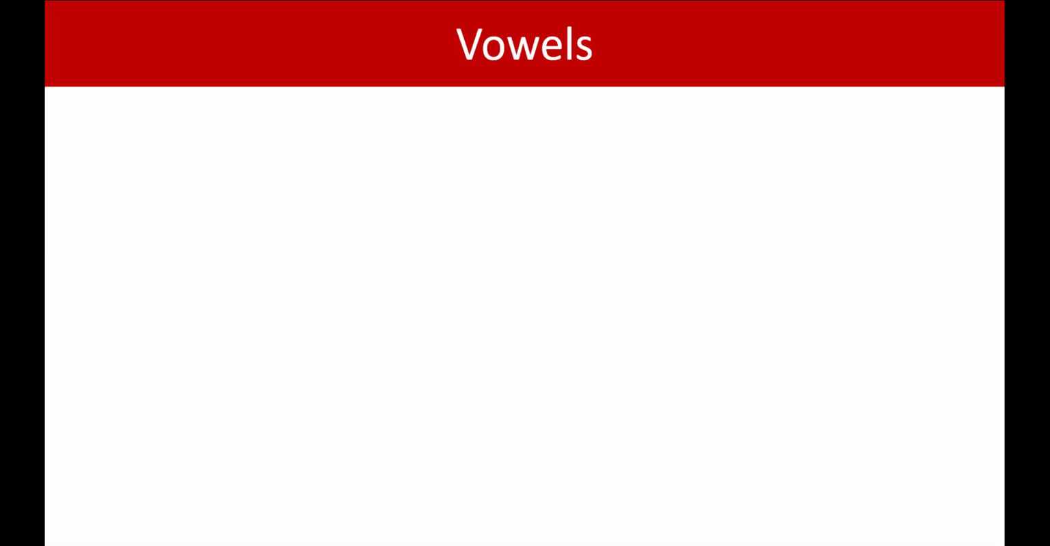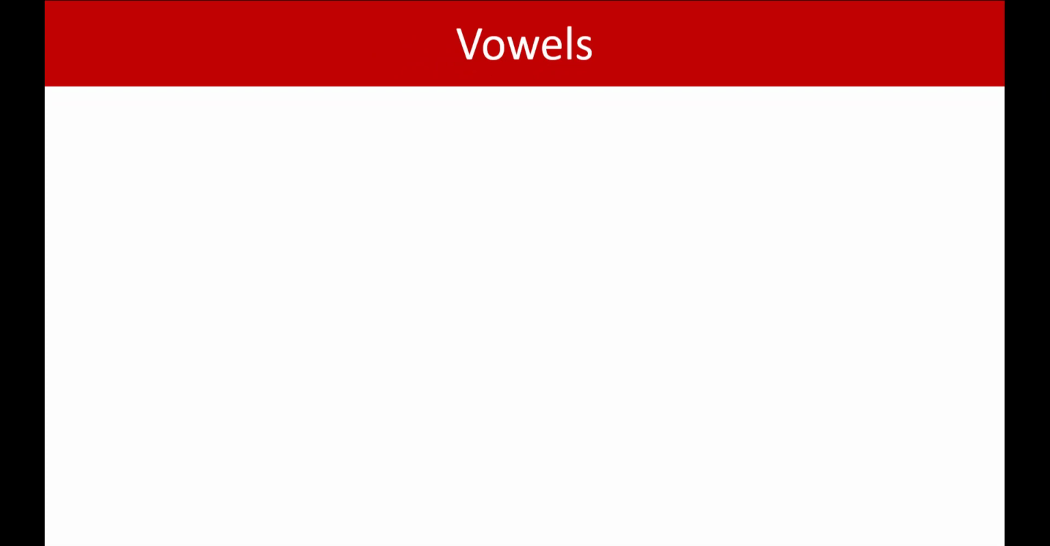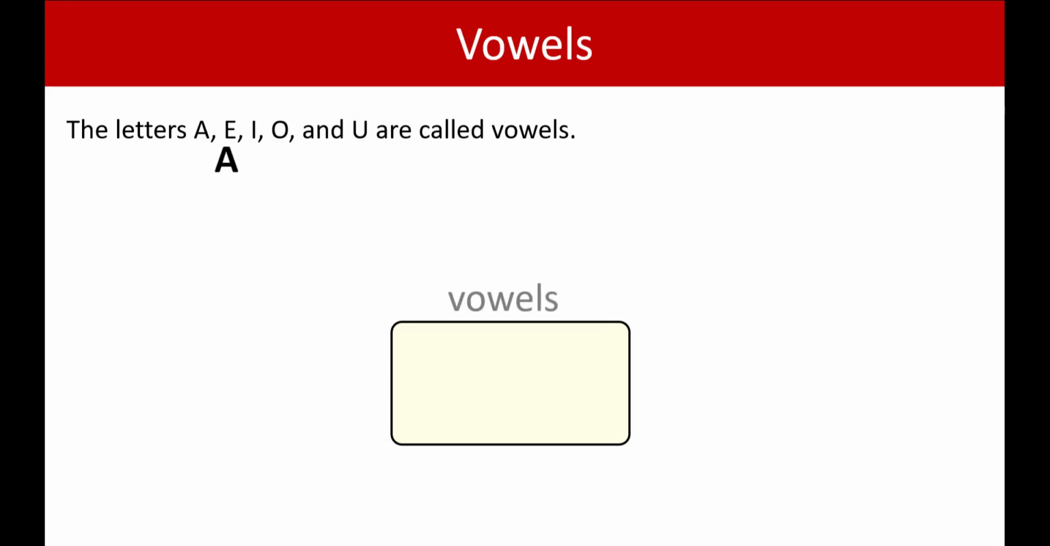In this video, we're going to talk about vowels. There is more to say about vowels than you might think. Let's just start with the basics. The letters A, E, I, O and U are called vowels. Here they are. A, E, I, O, U.